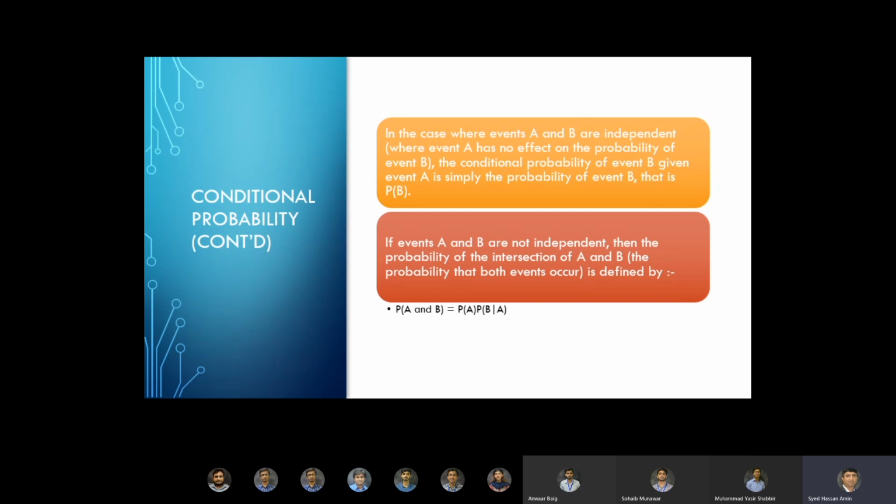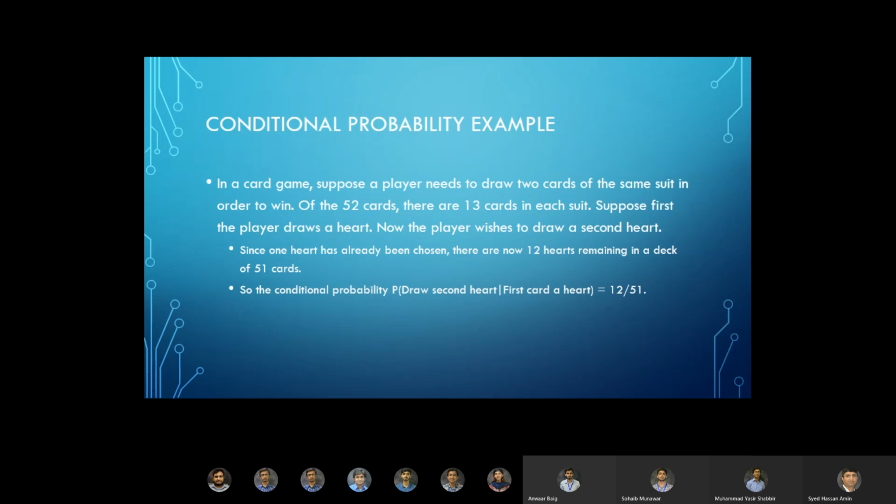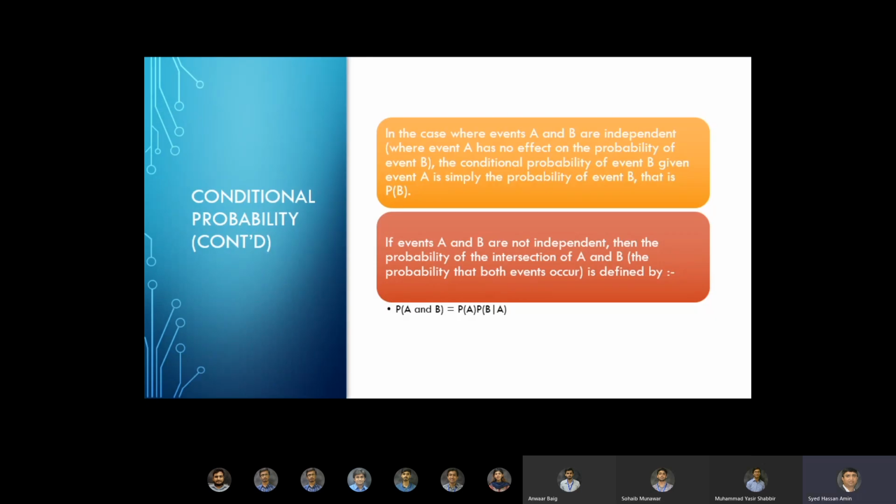So if events A and B are not independent, then the probability of the intersection of A and B is defined differently. We want to look at the joint probability of A and B. Then that will be equal to probability of A into probability of B given A. So these are basically overlapping events. Okay? So in that case, we will have this formula. We will then use this concept of conditional probability to develop our Bayes rule.